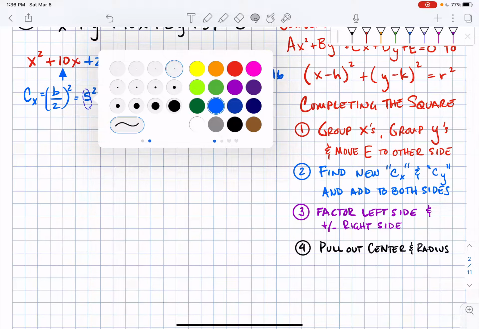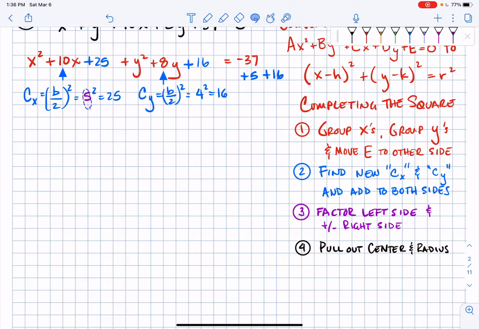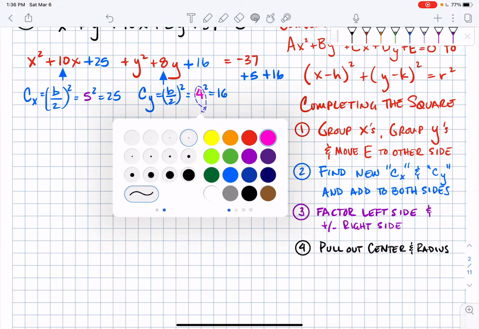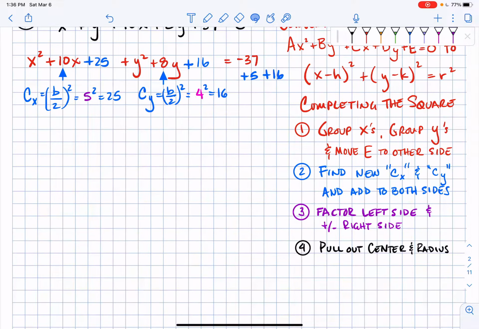I'm trying to think of what colors to use, because that's okay. I'll do that. And then I gotta select this one. There we go. All right. So that is what step 2 is.